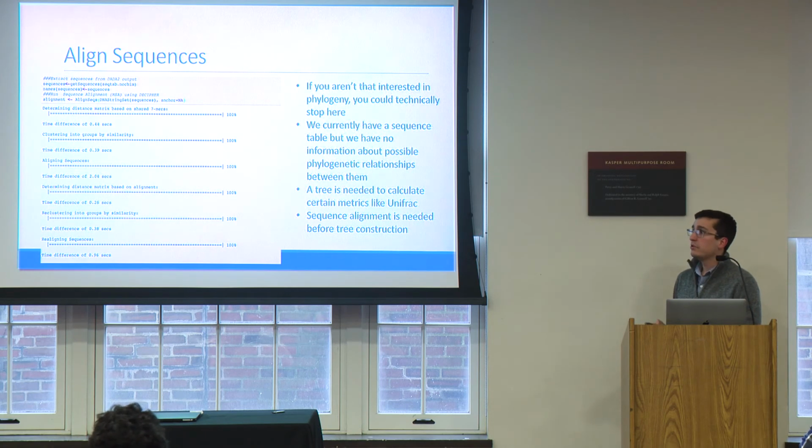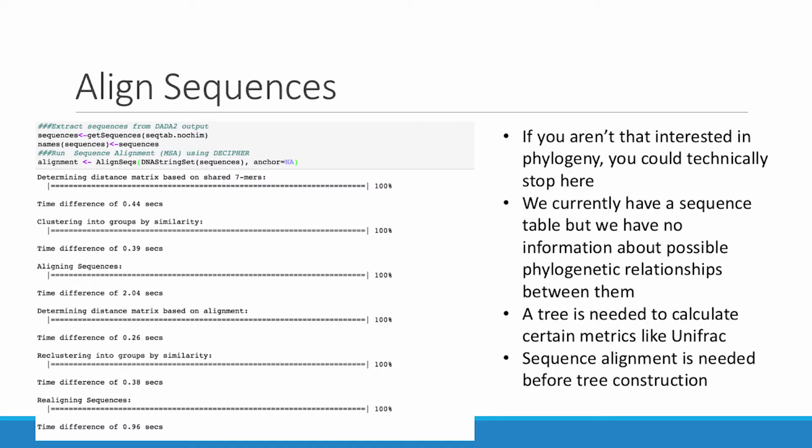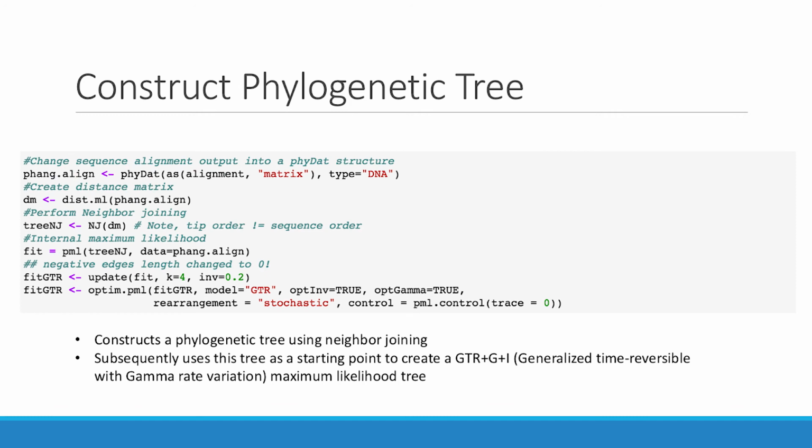Okay, so at this point, you have a sequence table and you have a taxonomy table that assigns taxonomic classifications to each of those sequences, but you don't have a phylogenetic tree. So if you want to do anything that involves phylogeny, you need to make one. What this first command does is it just aligns all of the sequences in your sequence table. And what you then do is you pass that sequence alignment to the phangorn package, which can then construct a phylogenetic tree. It starts off using the neighbor joining method, and then it subsequently uses that tree to create a maximum likelihood tree from your data.